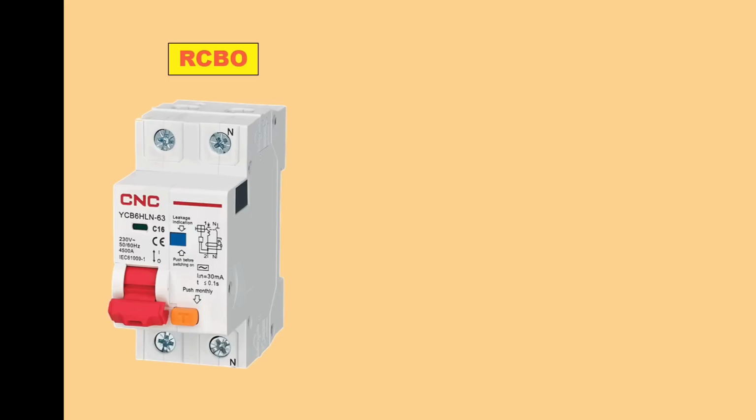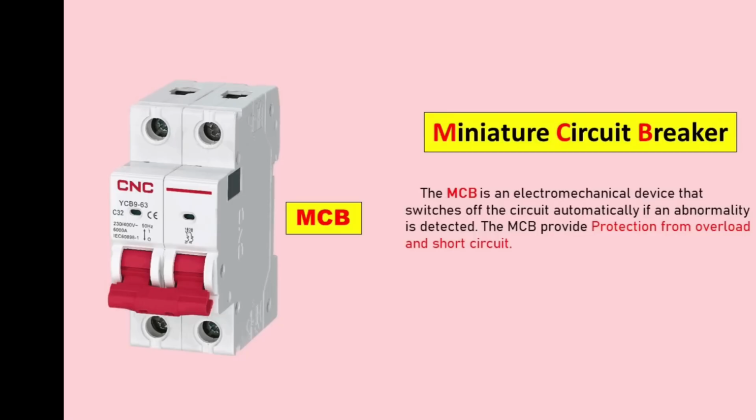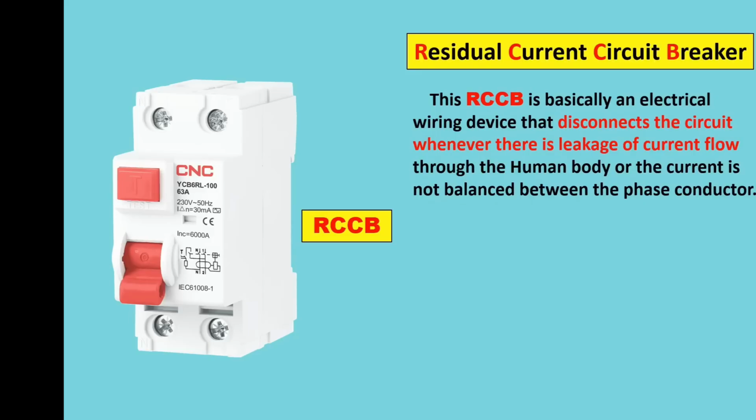Now here we have a RCBO. Full form of RCBO is Residual Current Circuit Breaker with Overload Protection. By listening to its name, you must have got an idea of the working of RCBO. But I will explain everything. Like I told you in the starting, MCB provides us protection from overload and short circuit. After this I told you that RCCB provides protection from earth fault.